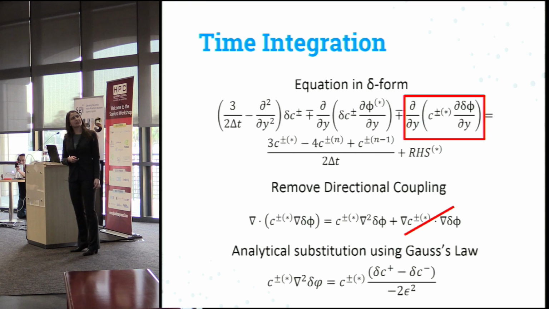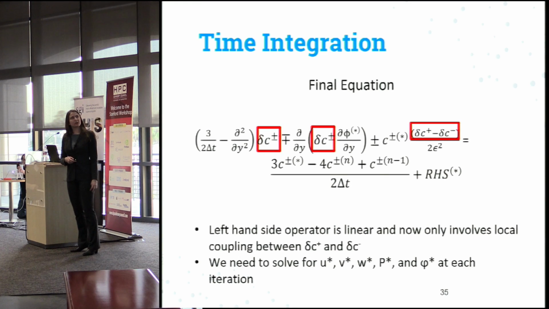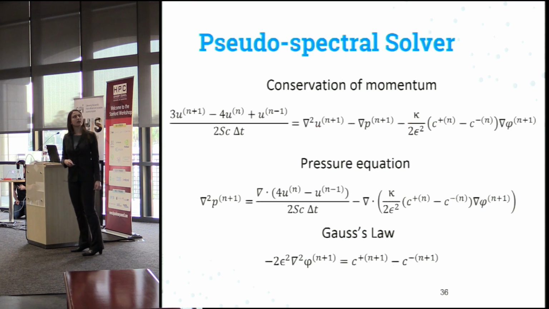And then we end up in a situation where we've actually transformed this very complicated expression into something a lot more simple. And then by using Gauss's law, we can do an analytical substitution and end up on our left-hand side with linear terms and only with concentration as our unknowns, so C plus and C minus. Basically, that means this ends up being a pentadiagonal matrix, which we can use an order n algorithm to solve. So in doing this operation, we made the left-hand side operator linear, and now it only involves local coupling between the positive ion and the negative ion.